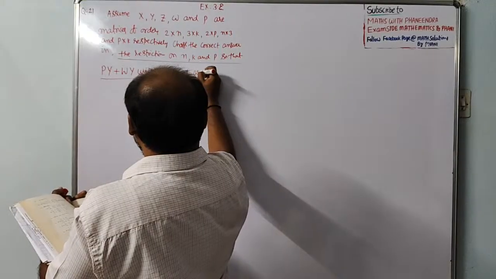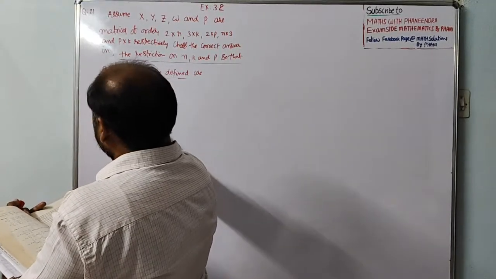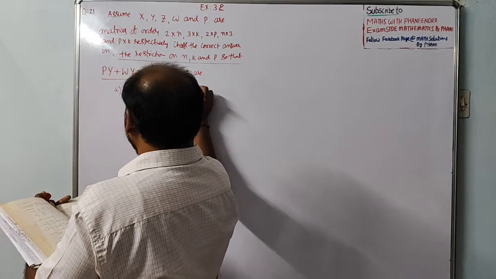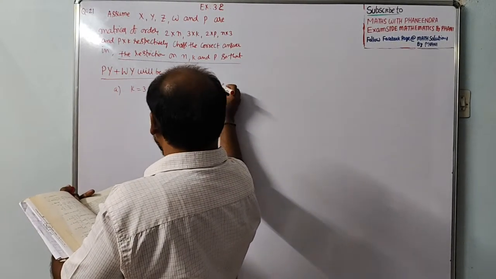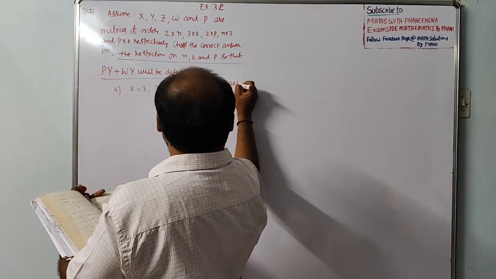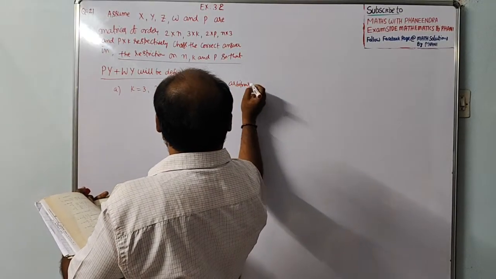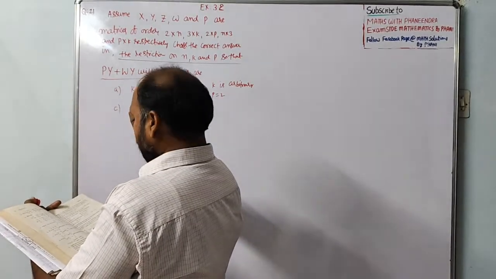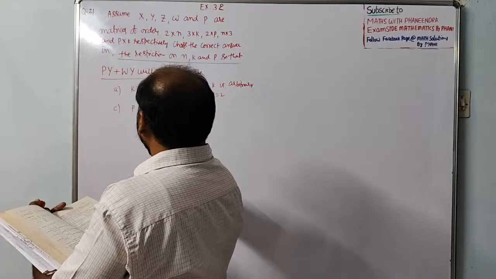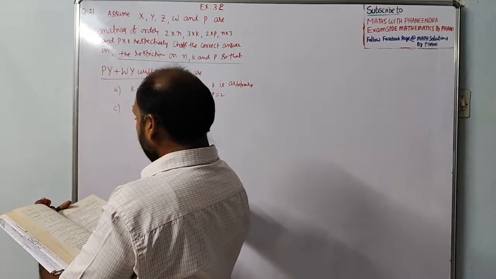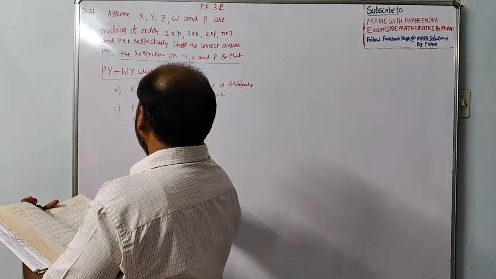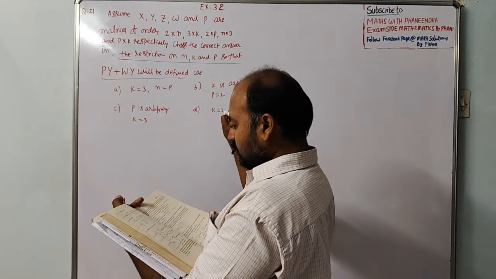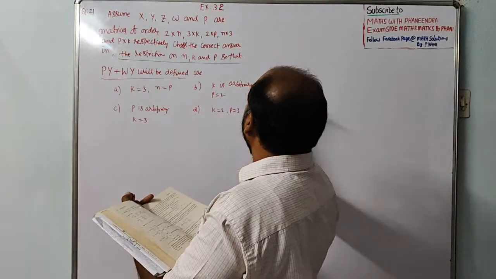So first option, k equal to 3, n is equal to p. Second option, k is arbitrary, p is equal to 2, p is arbitrary, k equal to 3, k is equal to 2 and p is equal to 3.